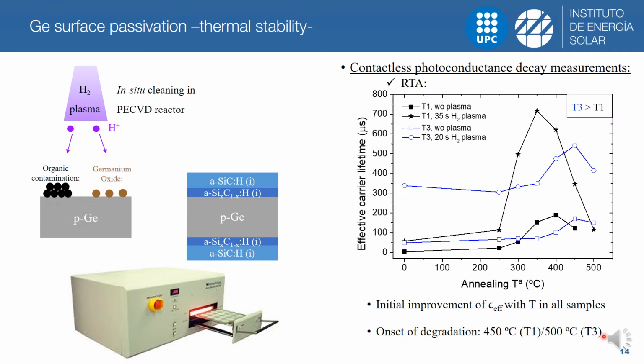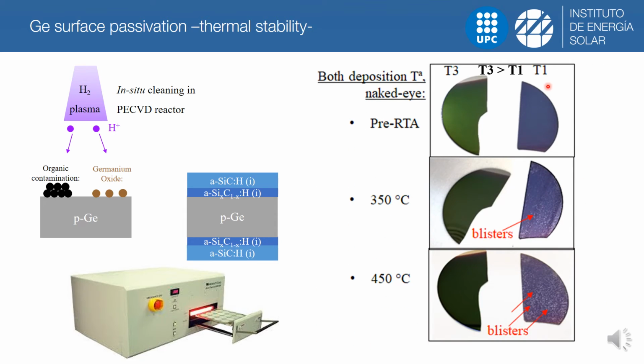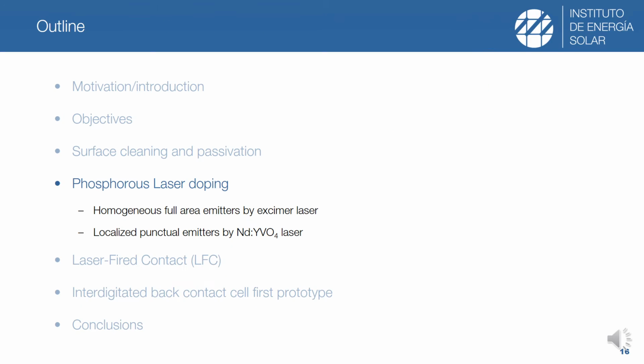And this higher thermal stability for the highest temperature deposition could be explained by the enhancement in blister formation for the lowest temperature deposition as the annealing temperature was increased. Since the samples passivated with amorphous silicon carbide deposited at the highest temperature were the ones that generally achieved higher effective lifetime and also have a higher thermal stability, this is the process temperature that we have used for the rest of the experiments. So let's move now to phosphorus doping by means of laser diffusion processes.